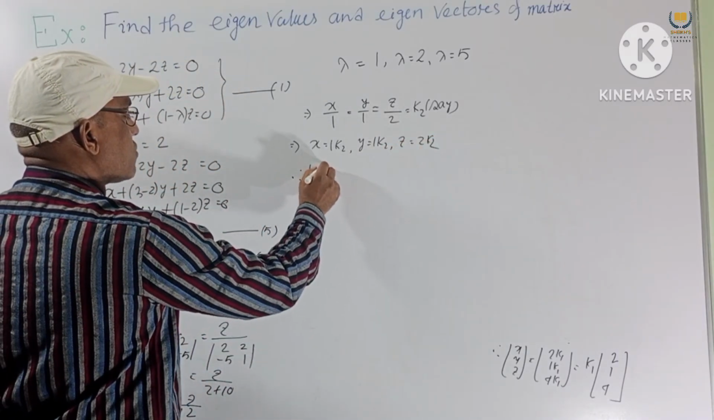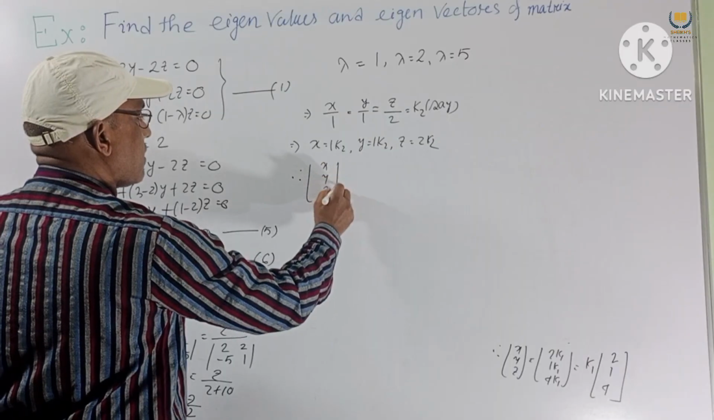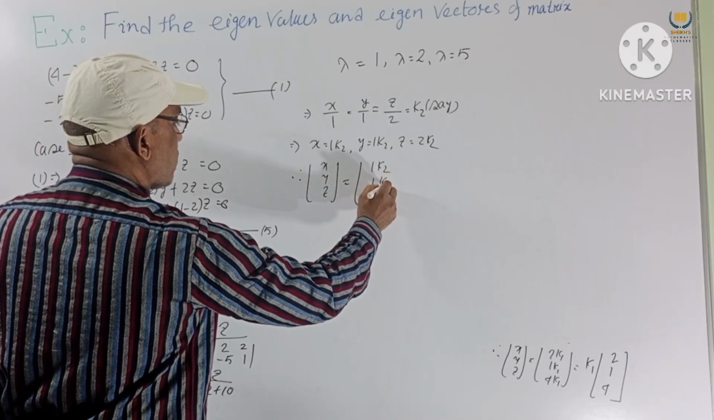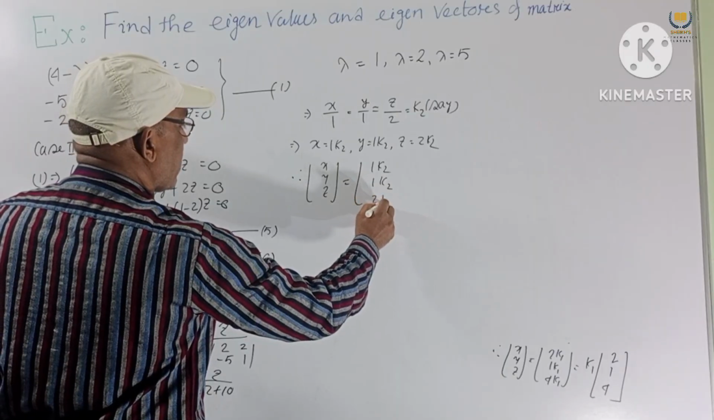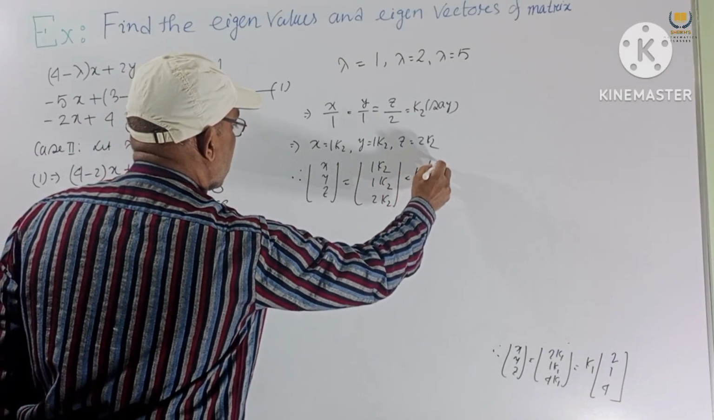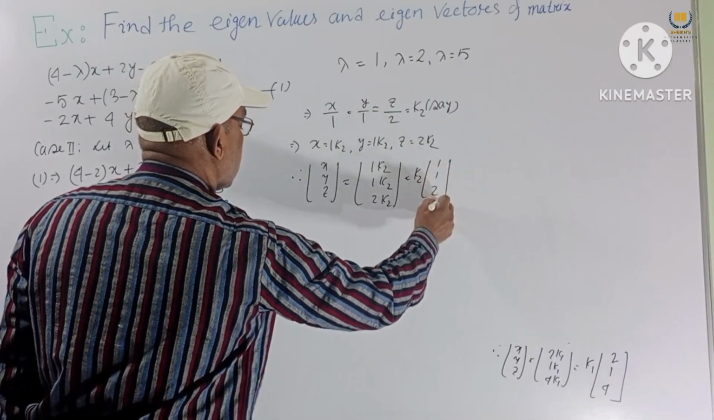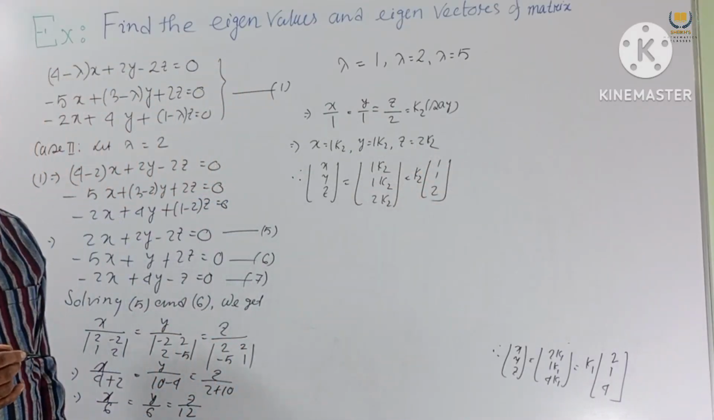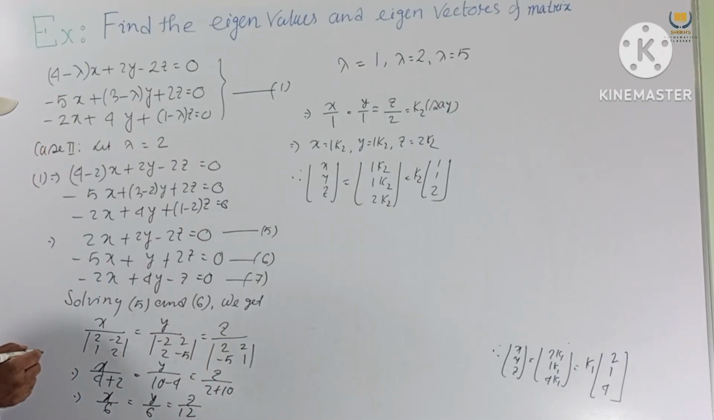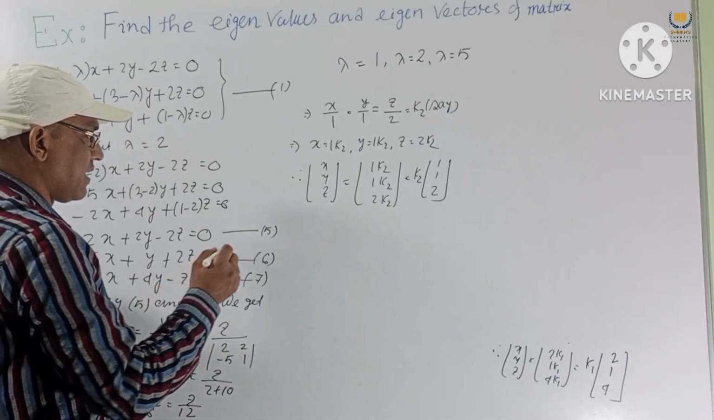Therefore, x, y, z equal to 1 k2, 1 k2, 2 k2. And k2 is common, we get 1, 1, 2. Second eigenvector we get 1, 1, 2. Next, case 3.